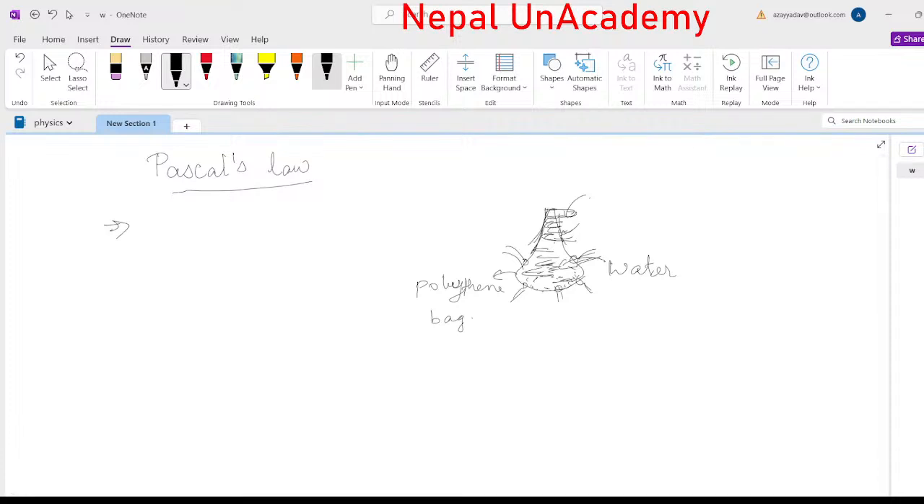When the fist is tightened, the pressure generated in the water at the upper part of the polythene bag is transmitted through the water on the walls of the bag.